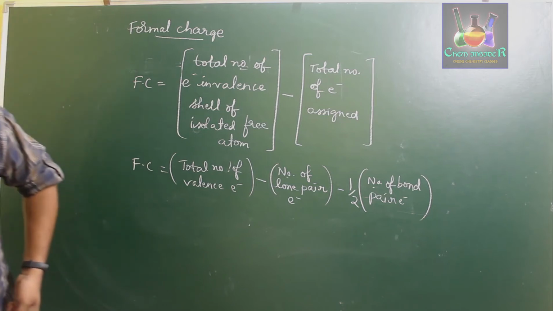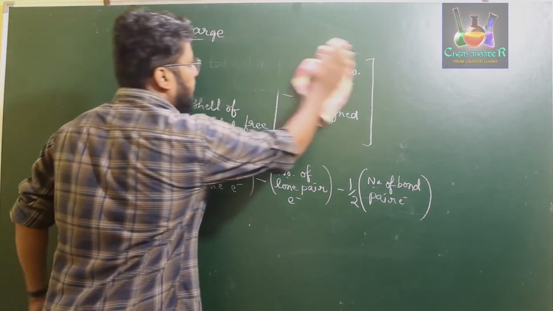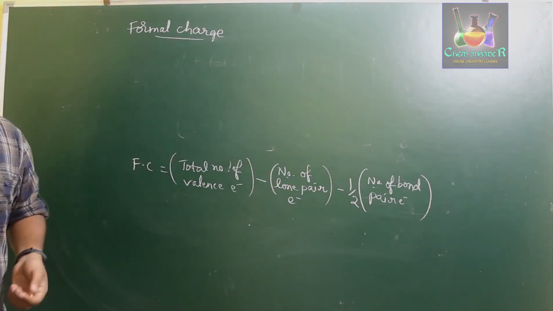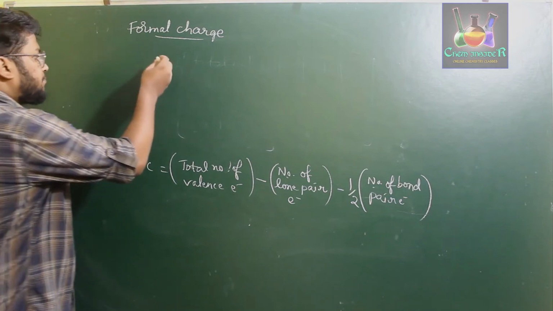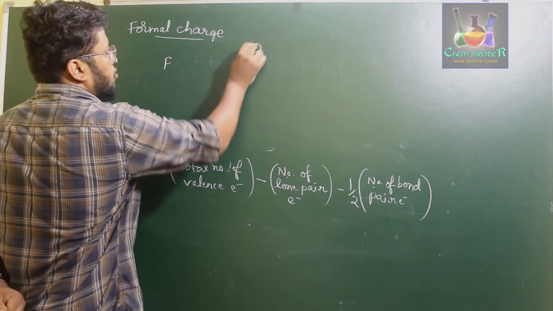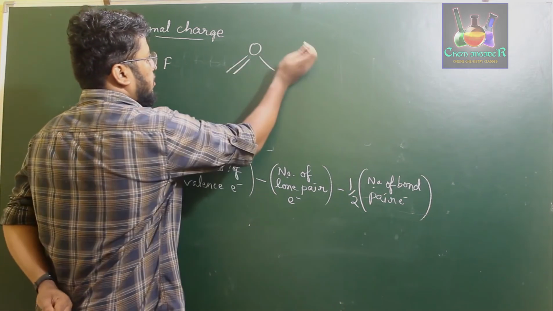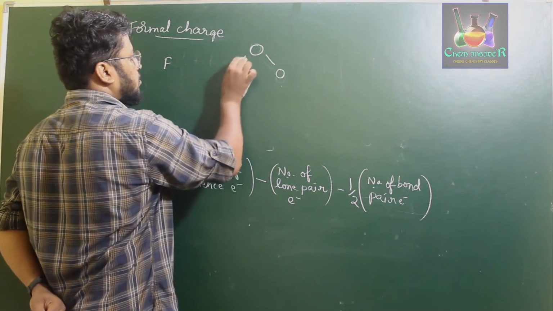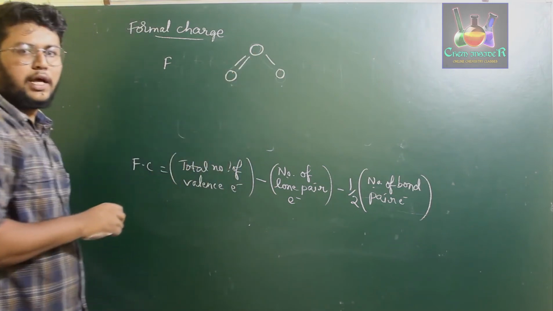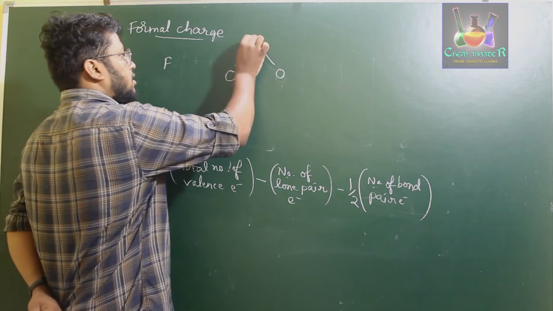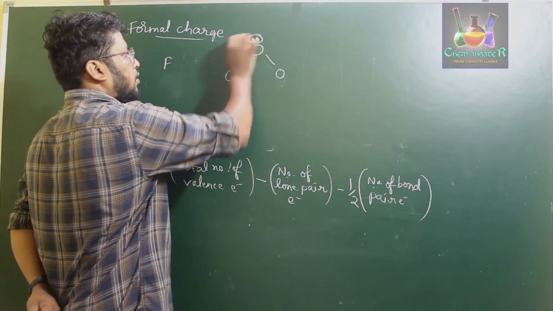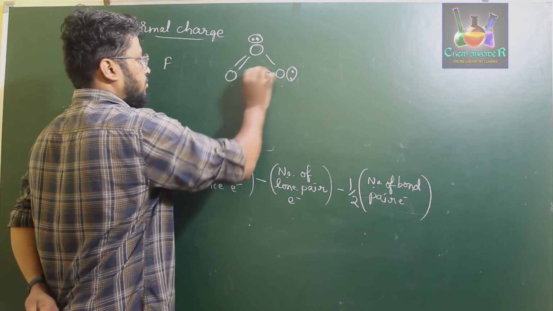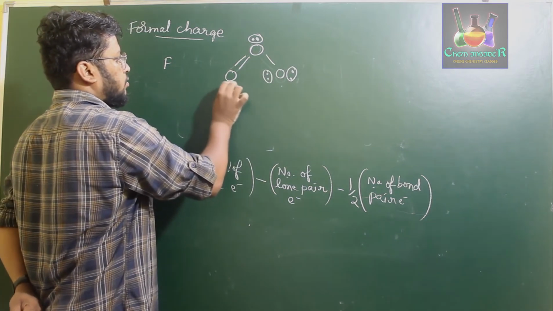Now if you calculate the formal charge for the ozone molecule using the same formula, the formula will be applied as follows. If you write the structure of ozone as this, what we have over here is: this oxygen will have one lone pair of electrons, this oxygen has two lone pairs of electrons, and this oxygen has two lone pairs of electrons.